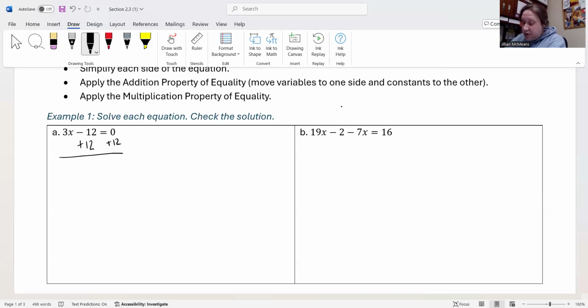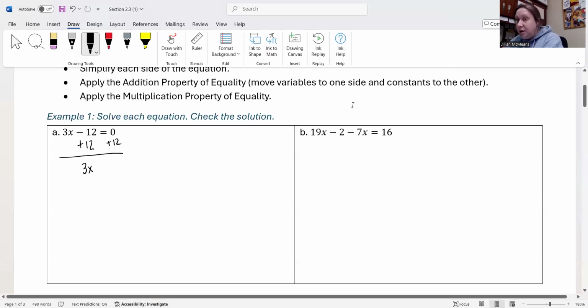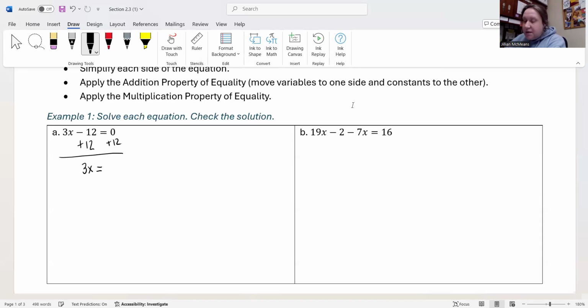3x minus 0 is just 3x. Remember, a lot of times people will be like, oh, the 12s cancel. Get used to hearing that. But just know in your head, the 12s don't just disappear. 12 minus 12, or negative 12 plus 12, is 0. So it cancels to become 0. And then 3x plus 0 is just 3x. And then on the right, 0 plus 12 is 12. So we get 3x, a single variable term, equaling 12, a single constant term.